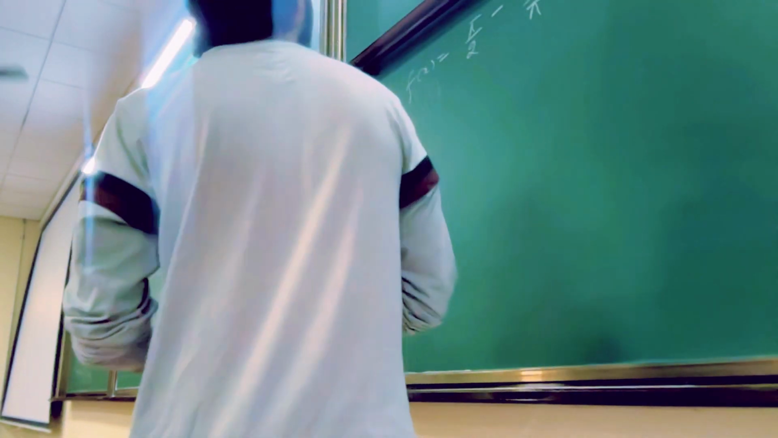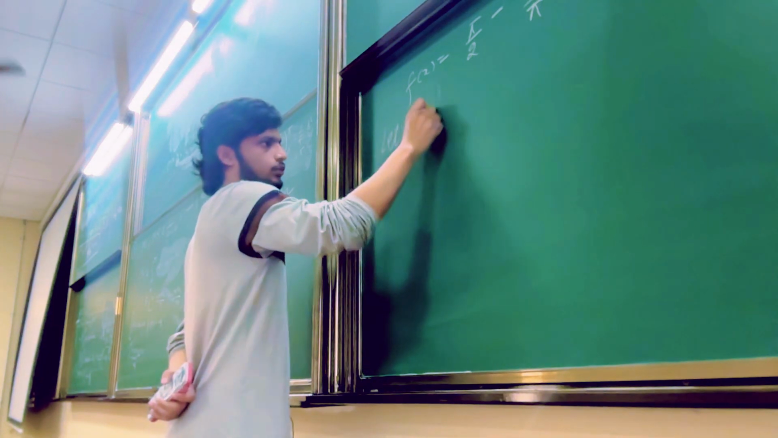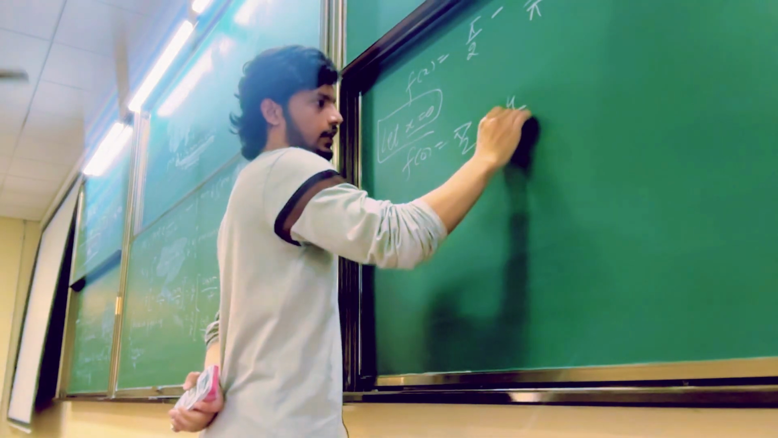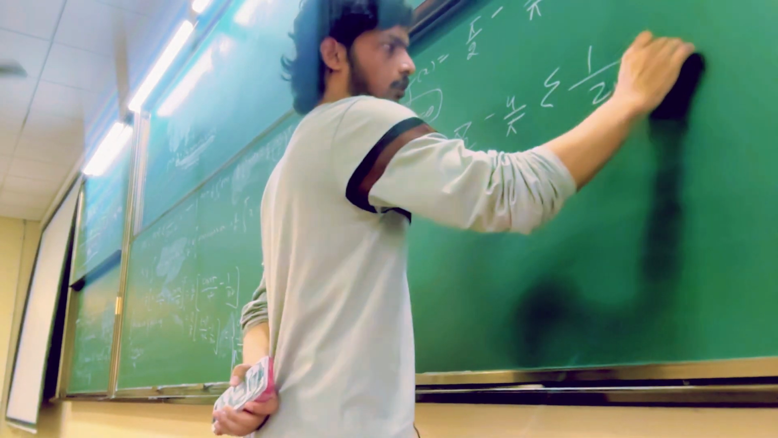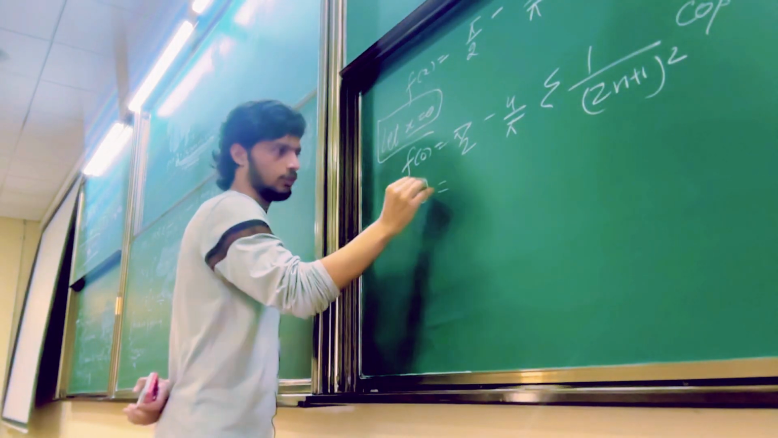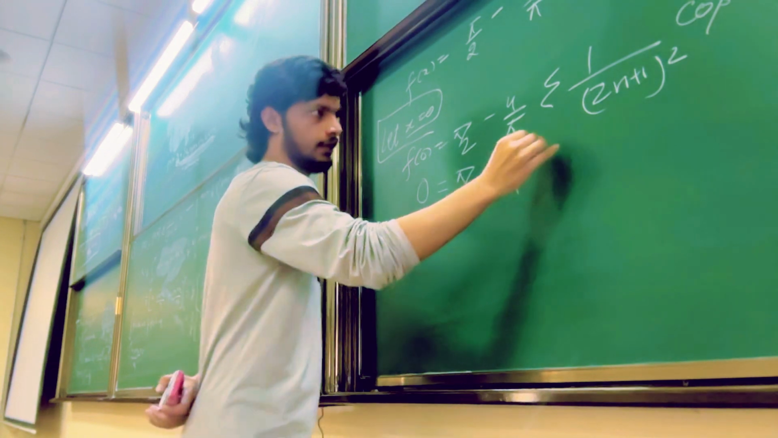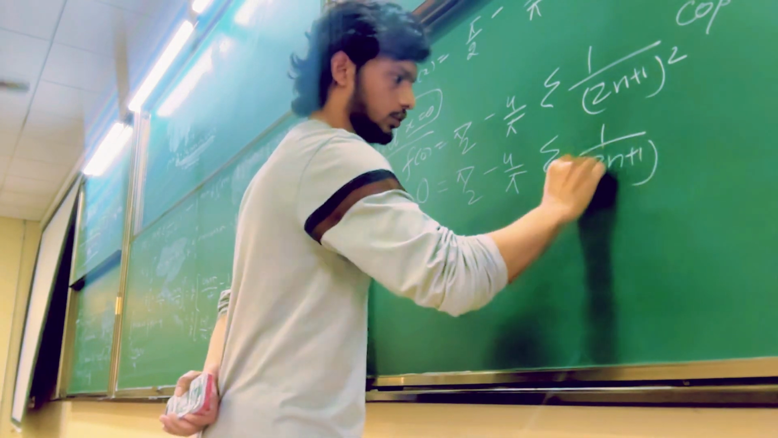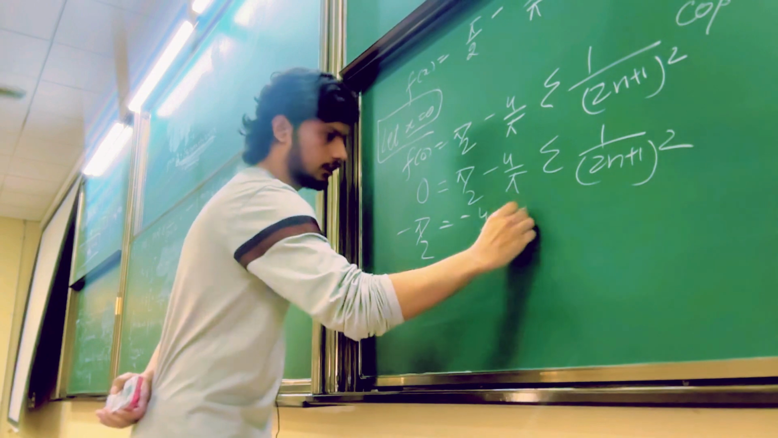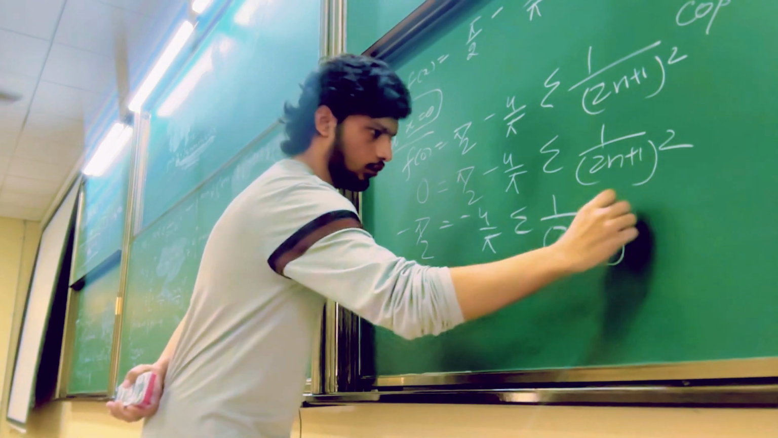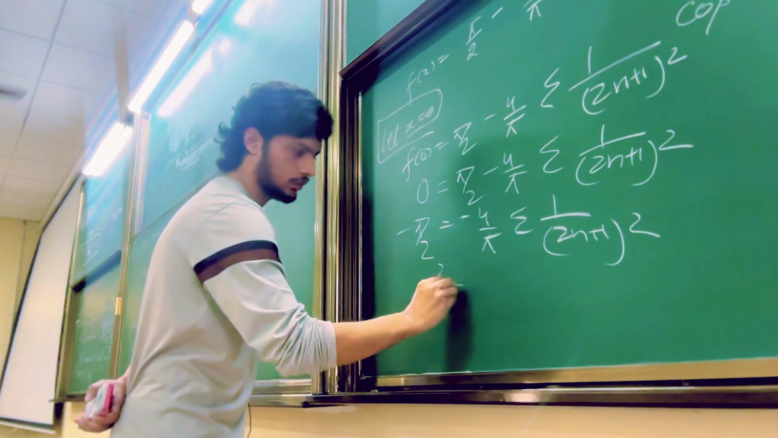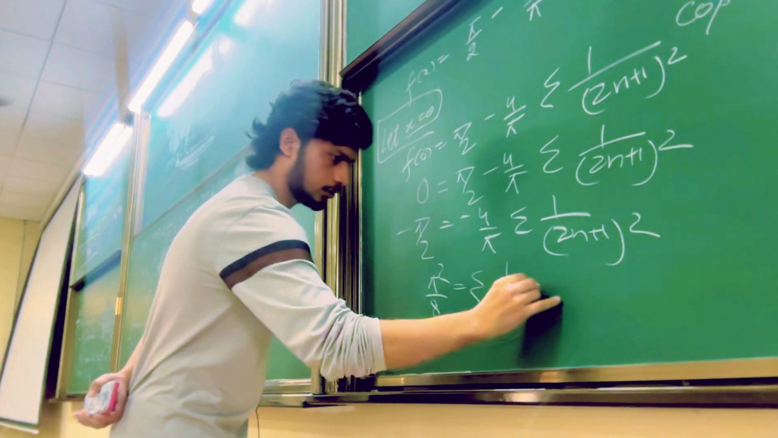For this we put x is equal to 0. At x is equal to 0, f0 is 0. See very carefully, this is a very interesting step. Whole square, cos 0. So f0 is 0, pi by 2 minus 4 by pi, summation 1 by 2n plus 1 whole square. So this implies minus pi by 2 is equal to minus 4 by pi, summation 1 by 2n plus 1 whole square. This implies, multiplying here, pi square by 8 is equal to summation 1 by 2n plus 1 whole square.